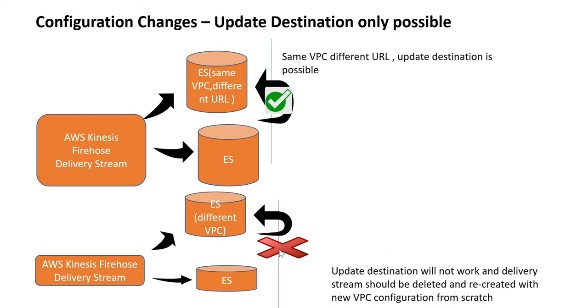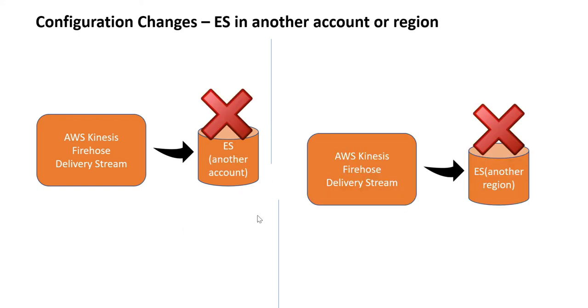This update is possible. That's why it's a tick mark. But this is not possible: Elasticsearch being taken to a different VPC. That update cannot be done. Now, if you want to make configuration changes where Elasticsearch is in another account, that's not possible. Or Elasticsearch is in another region, that's not possible.